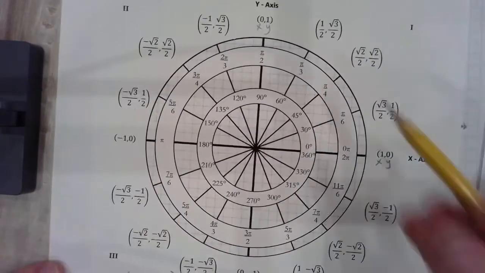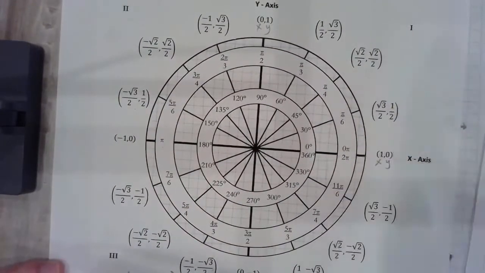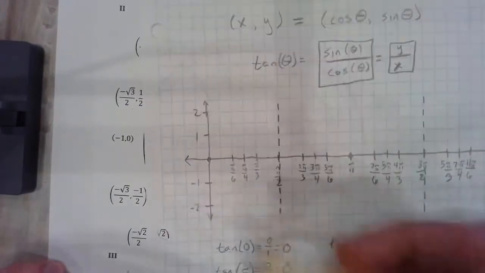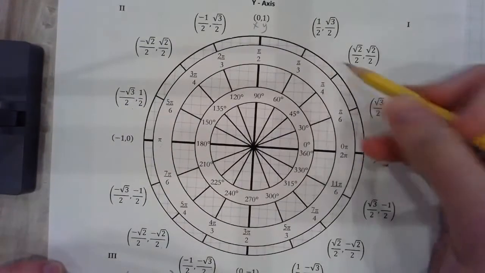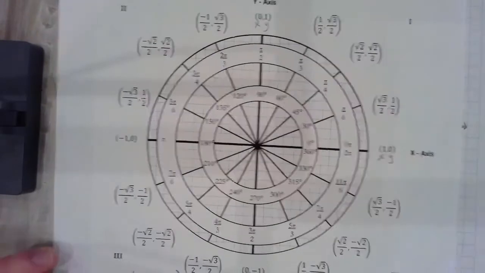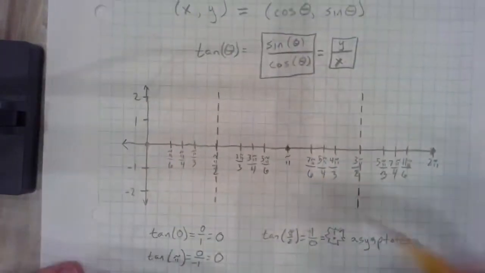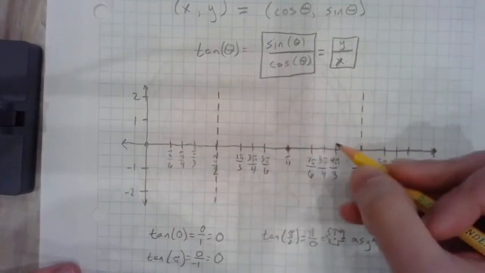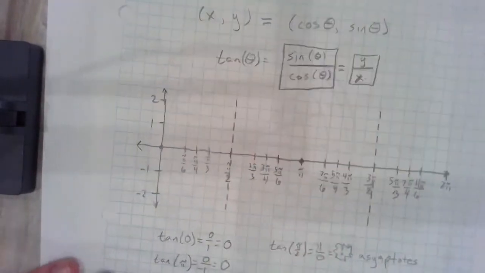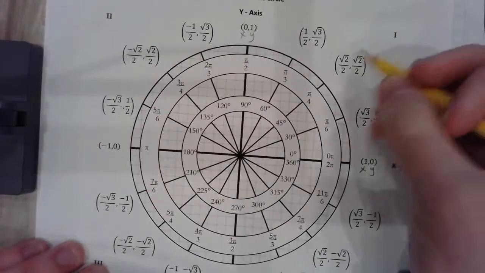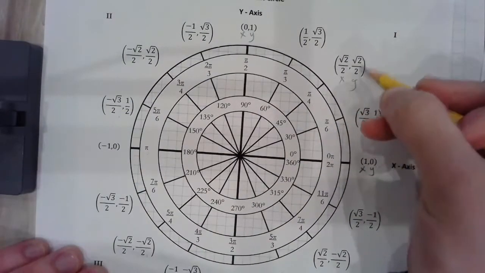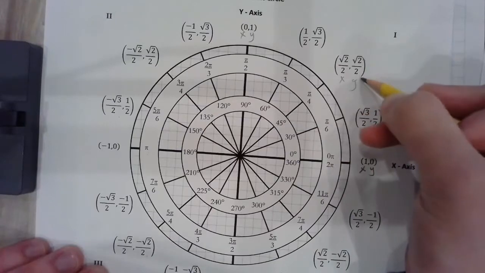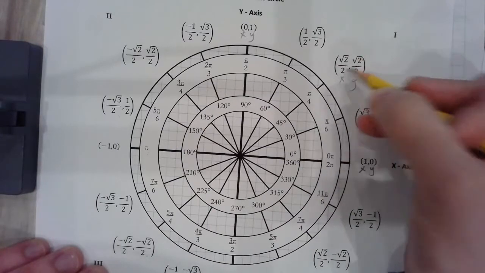So let's see. Let's look at pi over 6. Pi over 6, that is this first point right here. But first let's look at pi over 4, 3 pi over 4, 5 pi over 4, all of our pi over 4s. So that's going to be this right here. There's our x, there's our y, radical 2 over 2 over radical 2 over 2. Well, what is something divided by itself?